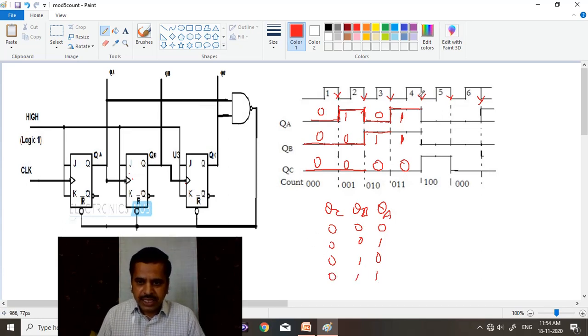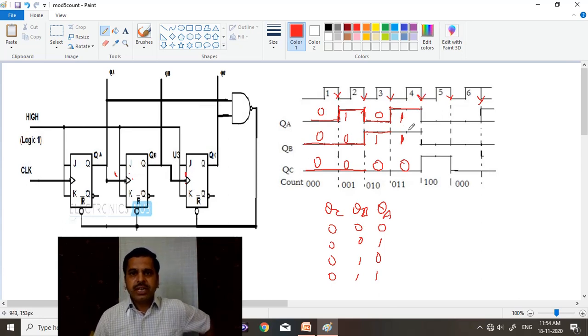Before applying the fourth clock pulse, the output of the first flip-flop is 1, which becomes a clock signal to the second flip-flop. The second flip-flop output is also 1, which becomes a clock signal to the third flip-flop. Now, when the fourth clock is applied, the first flip-flop goes low, it becomes 0.